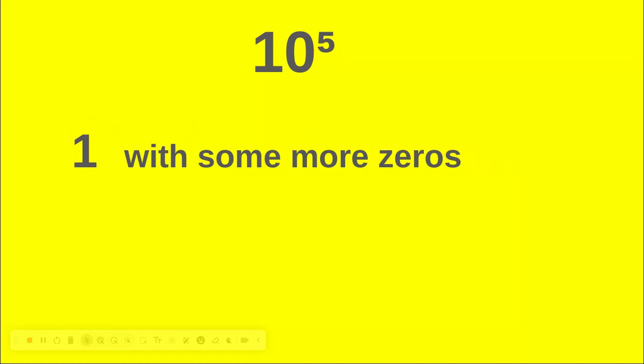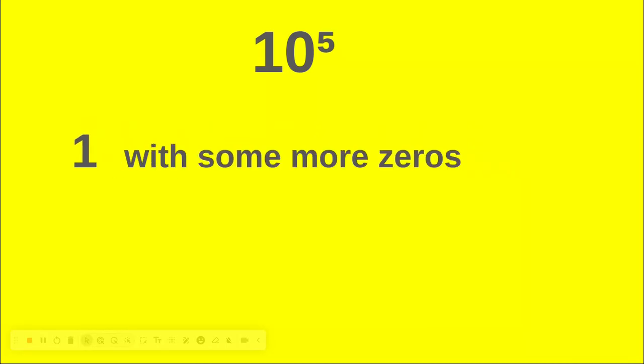You can pause the video and try 10 to the power of 5. And the next question. So the answer is 100,000. See, it will be 1 with some more zeros, so 100,000, because it's 5. So 5 zeros.